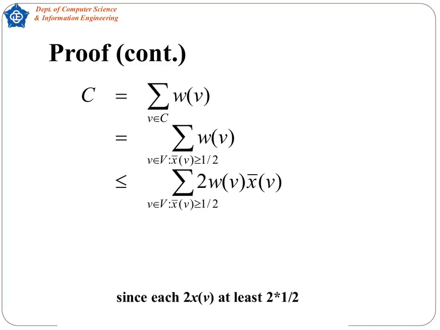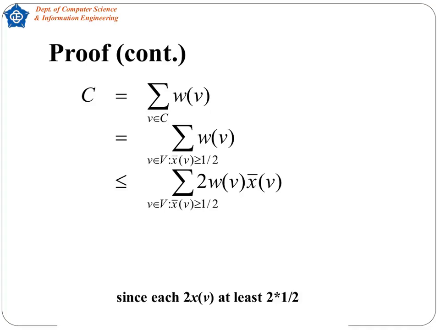Building on our previous observation, let's express the cost C of our chosen vertex set C as the sum of its vertices' weights: C equals the sum over v in C of w_v. By construction, C contains exactly those vertices whose LP value x_v is at least 1/2. Hence, we can rewrite that sum as the sum over v with x_v greater than or equal to 1/2 of w_v. Next, notice that whenever x_v is greater than or equal to 1/2, the factor 2 x_v is at least 1.